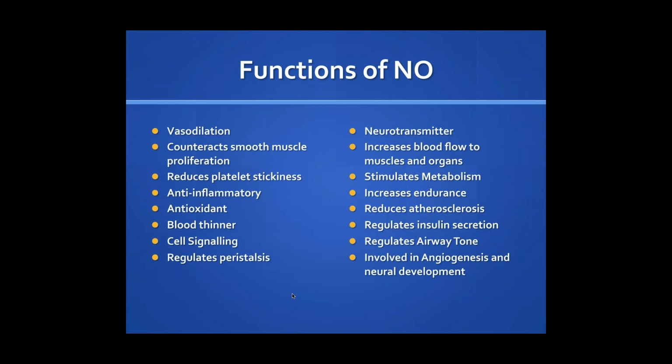It plays a role in vasodilation of the blood vessels. It contracts smooth muscle, creates proliferation of smooth muscle, reduces platelet stickiness. It's anti-inflammatory. It's an antioxidant. It's a blood thinner. It's involved in cell signaling. It regulates peristalsis. It's a neurotransmitter. It increases blood flow to the muscles and organs. It stimulates metabolism, increases endurance, reduces atherosclerosis, regulates insulin secretion, regulates airway tone, and it's involved in angiogenesis and neural development. It's pretty amazing. It sounds like, yeah, let's get some nitric oxide going because it's a very positive molecule.